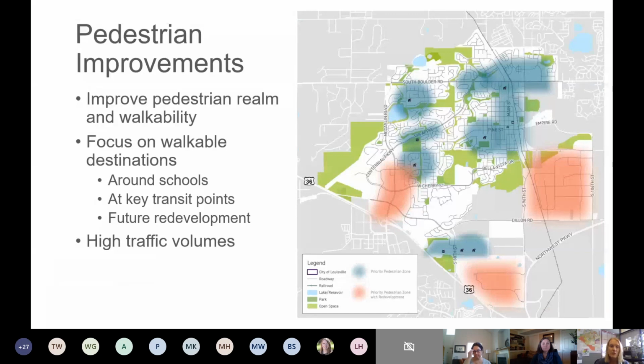In terms of pedestrian improvements, again, we've highlighted a couple of areas. The blue areas are some of the key areas where we identified a real need to connect people better through pedestrian improvements. This is around schools, around key transit points, and also we looked at future redevelopment, and when redevelopment occurs, taking those opportunities to make infrastructure improvements that would better accommodate pedestrians in those areas.